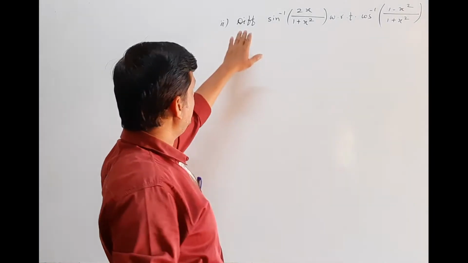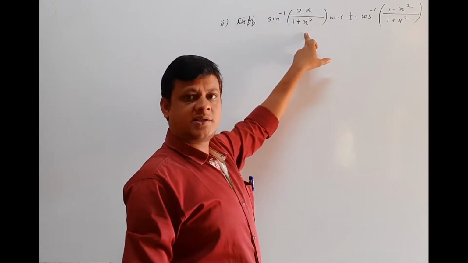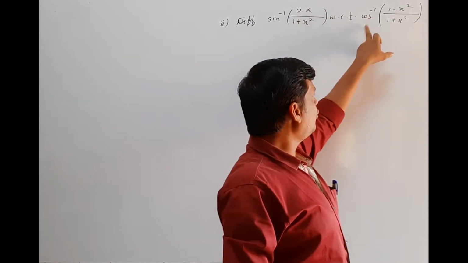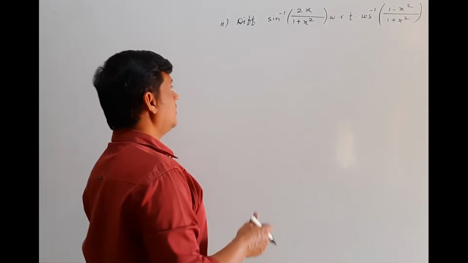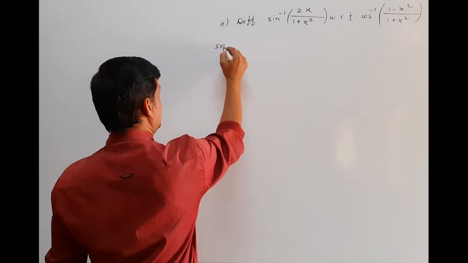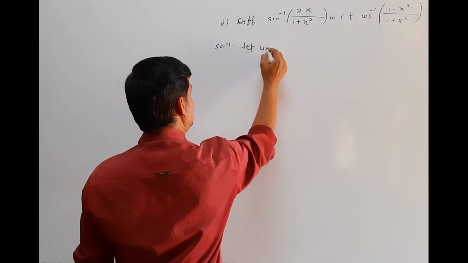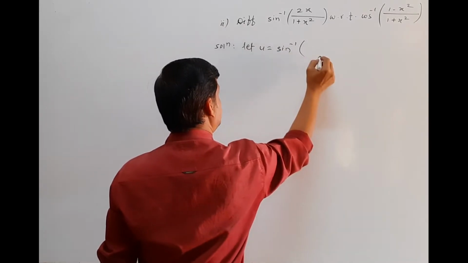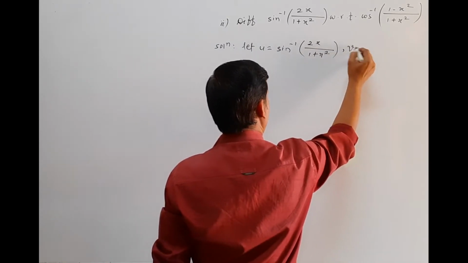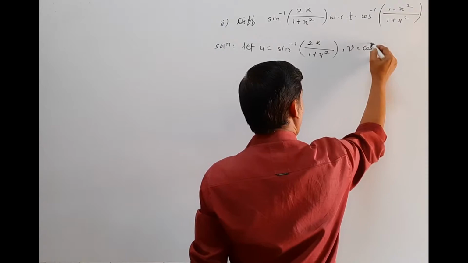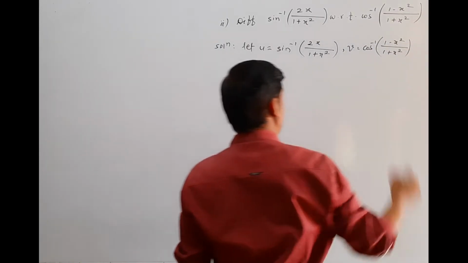Now see, sub question second, differentiate sin inverse of 2x upon 1 plus x square with respect to cos inverse of 1 minus x square upon 1 plus x square. So we write in solution first function as u. So write here, let u is equal to sin inverse of 2x upon 1 plus x square, v is equal to cos inverse of 1 minus x square upon 1 plus x square.